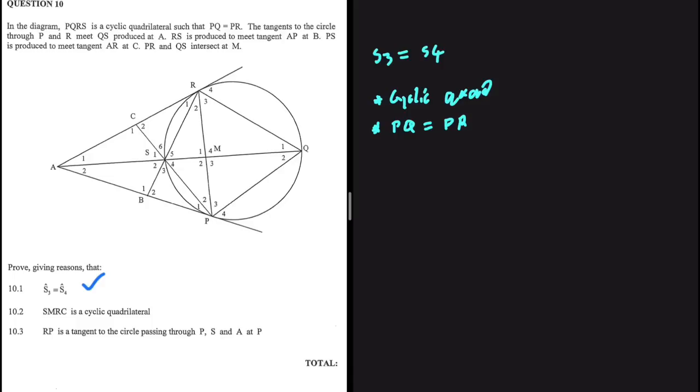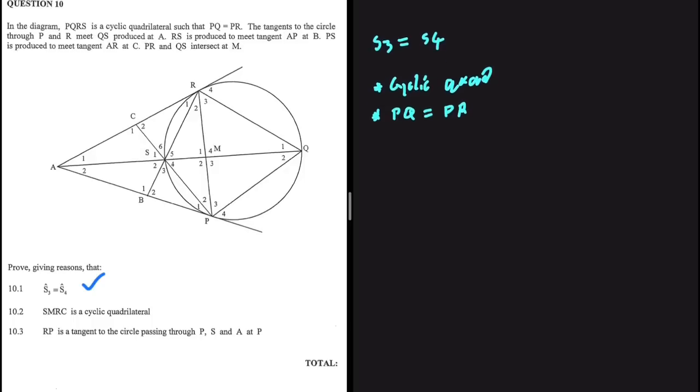The tangents to the circle through P and R meet QS produced at A. We have some tangents, AR and AP. So let's go ahead and write that. We have tangent. We know that we have the tan chord theorem, so it is important for us to know the tangent. What else do we have apart from the tangent? I think that's what we have up to so far. I cannot extract anything else from the question statement.